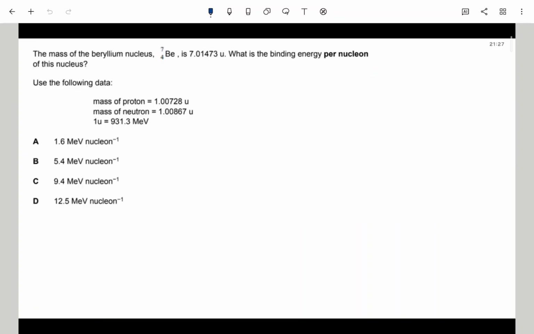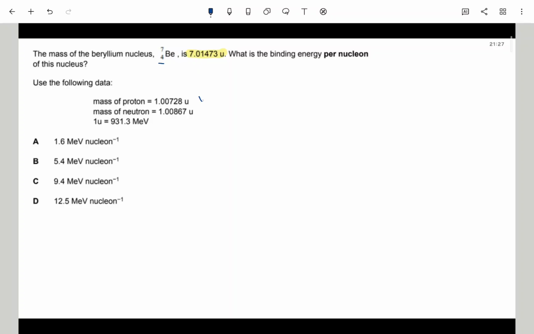Right, so this one we've got the mass of a beryllium nucleus. So we've been given the relative atomic mass, which is 7.01473 U. And we want to know what is the binding energy per nucleon. So first of all, we're going to need the binding energy. So remember, for these ones, we need to calculate how many U it is if we had all of the constituent nucleons separated out individually. So we can do that. We've got the information for that.